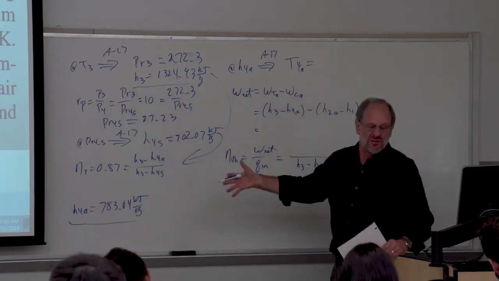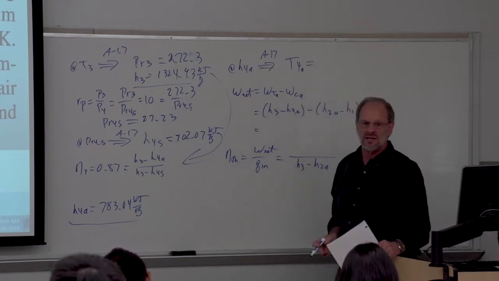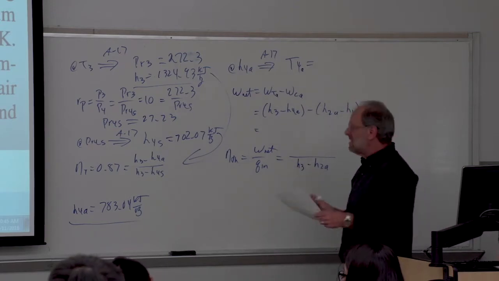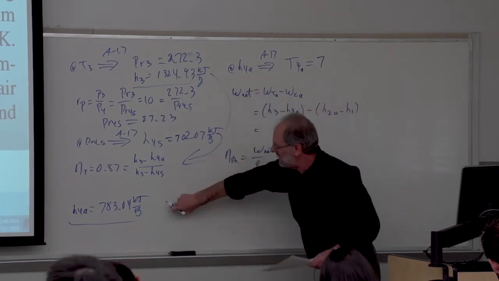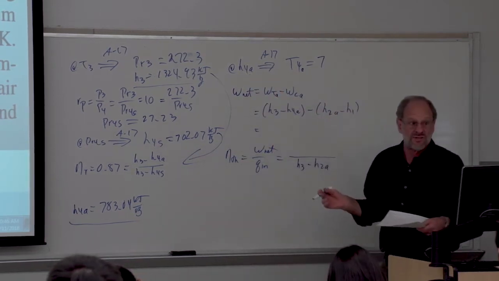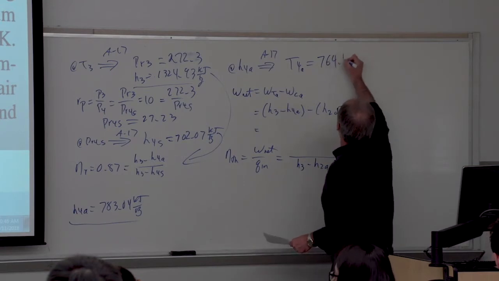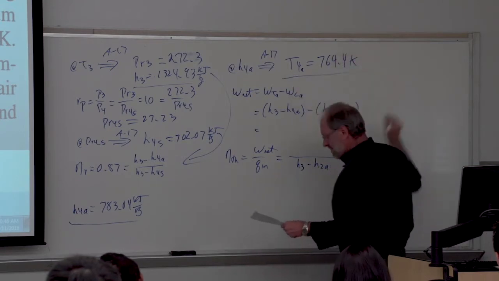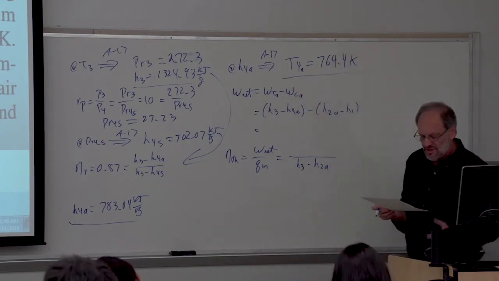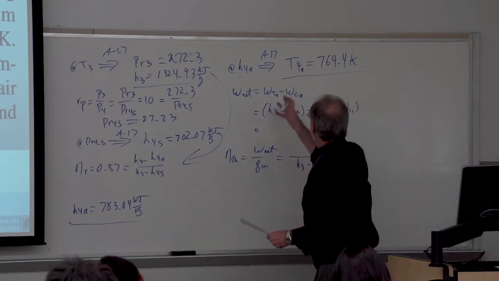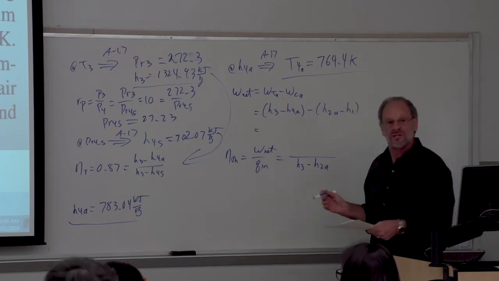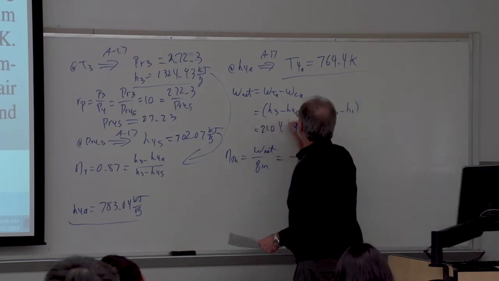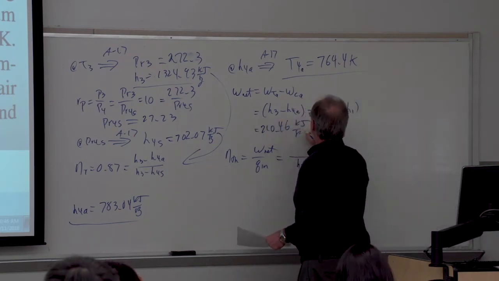Now let's just use those enthalpy terms to find the other data that we need. So we can look this up, again, by interpolation at this value of enthalpy. We'll get that the temperature is 764.4, and this is in Kelvin. So you can leave it in these terms if you want to. We plug in all the enthalpy terms, and we would find that the net work is 210.46 kilojoules per kilogram.